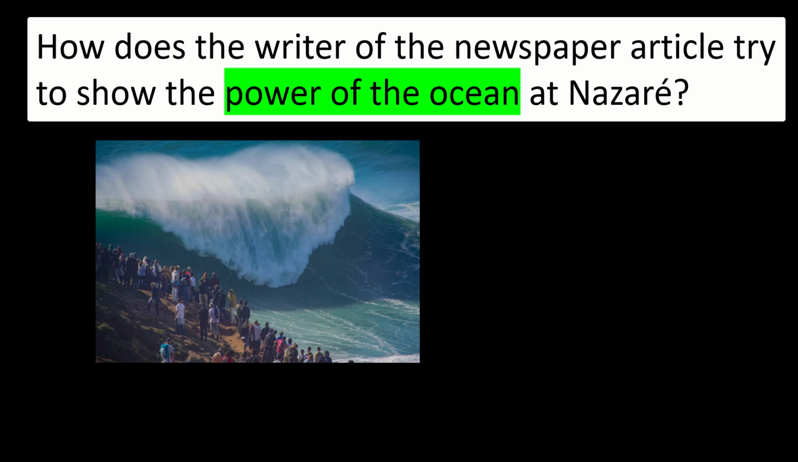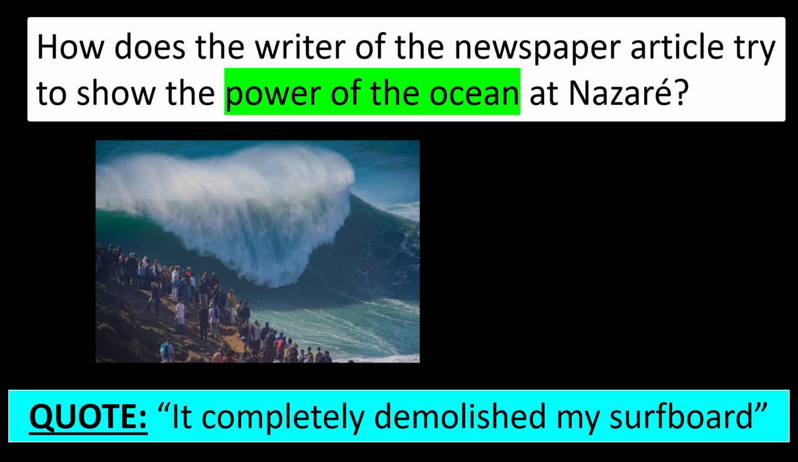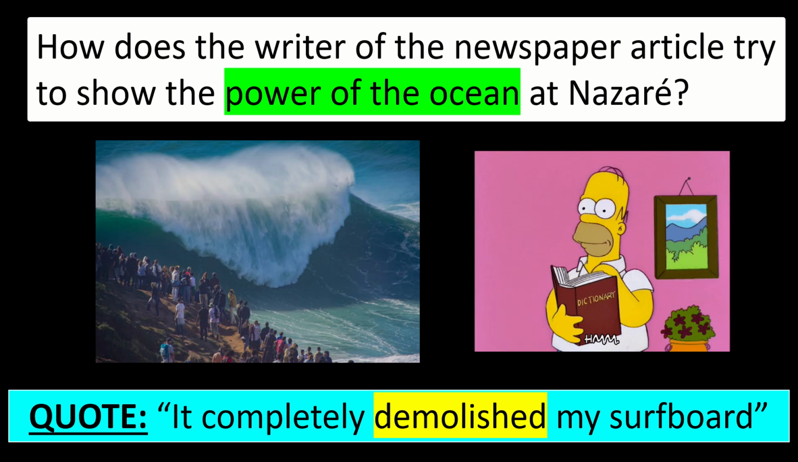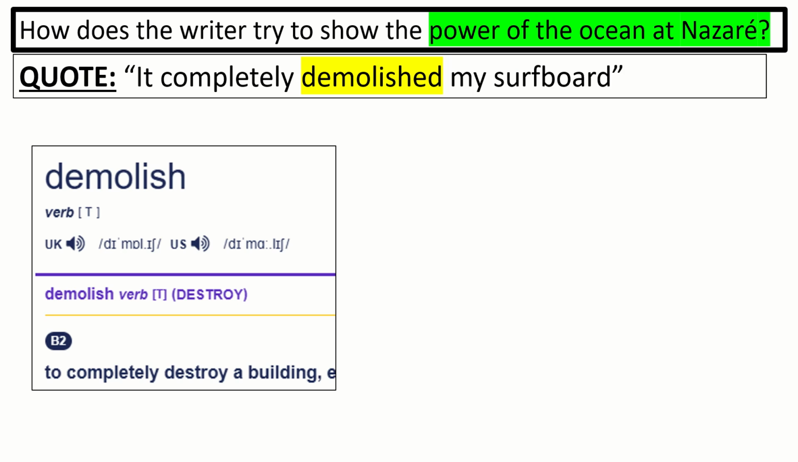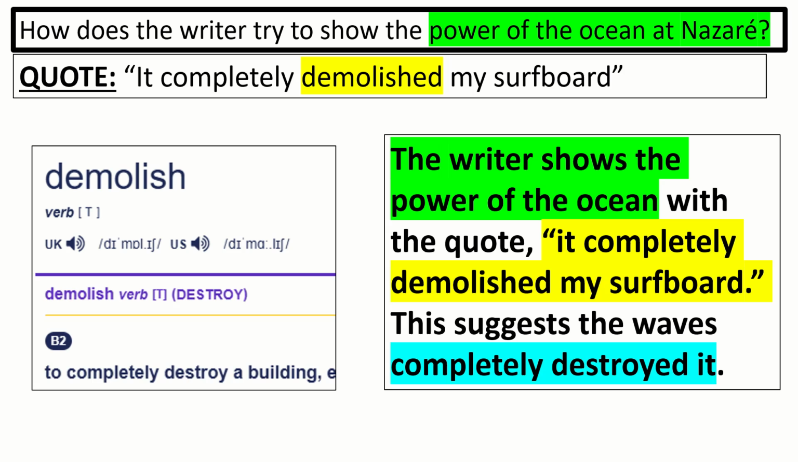So if the question is the one we're doing, how does the writer show the power of the ocean at Nazare? And the quote was, it completely demolished my surfboard. Think to yourself, why has the writer chosen that word? Why has the writer chosen that verb over hundreds of thousands of other words that he could have chosen? What does it mean? Be that human dictionary. Well, what does it mean? Well, it means absolutely destroying something.